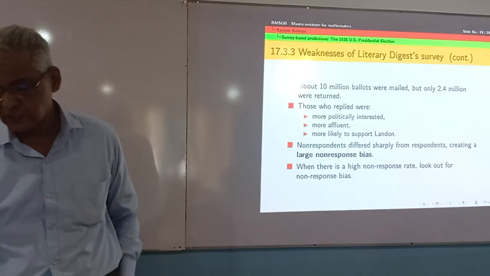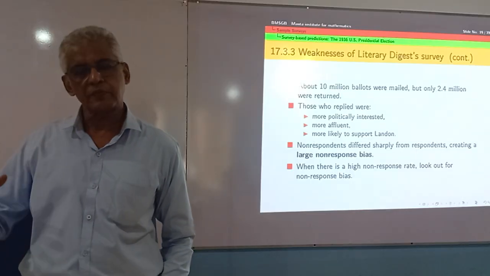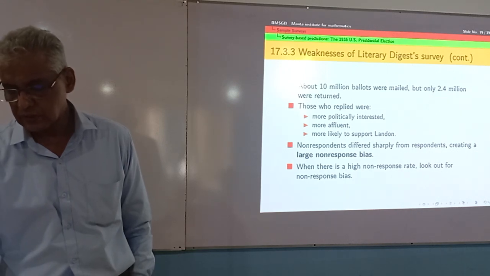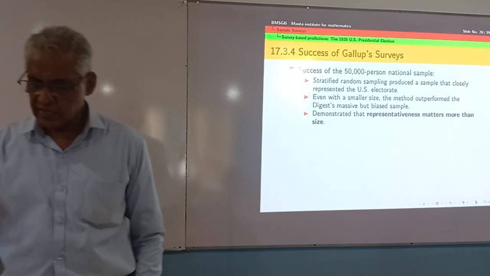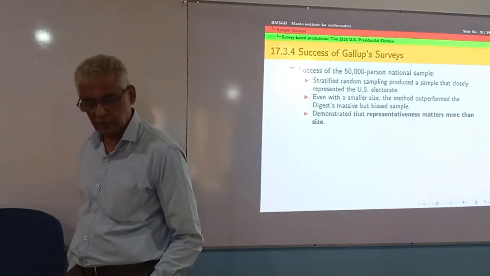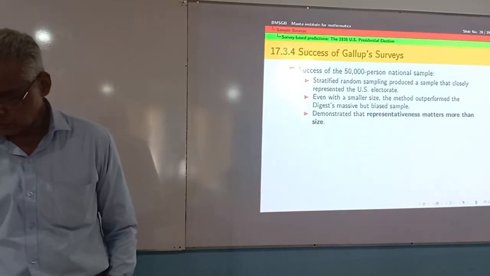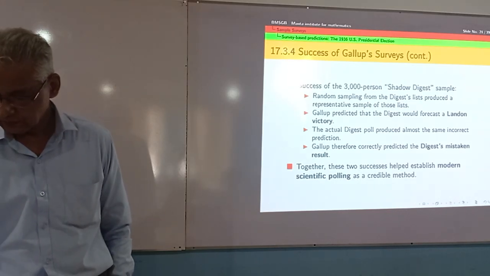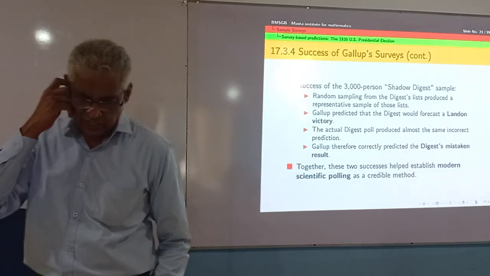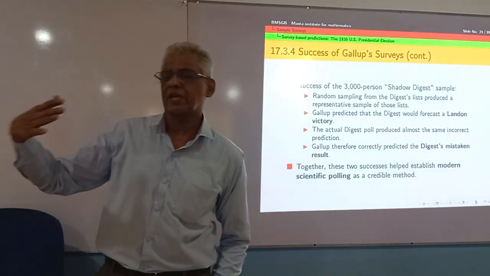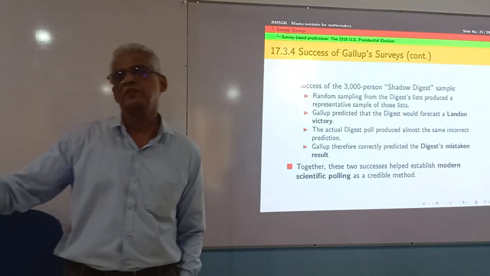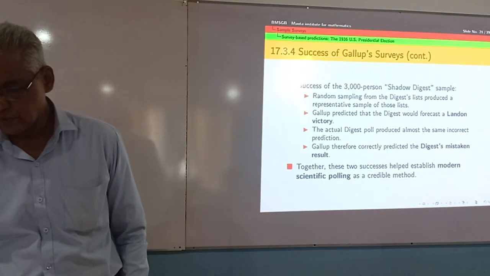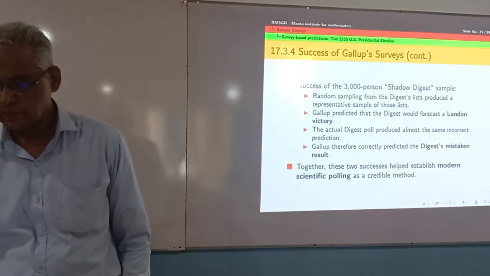Right? So you have to think of whether there is a possibility of some special reason for this kind of non-response, and therefore creating bias. On the other hand, Gallup's 50,001 study didn't have these problems. So this is an example where at that time Gallup was able to show that scientific methods are much better than the usual existing methods. So that created some kind of awareness among the people about sampling surveys.